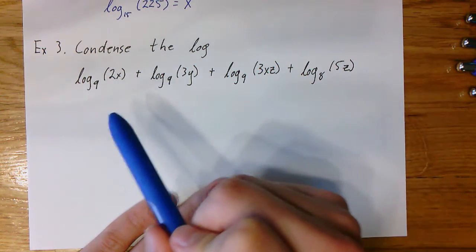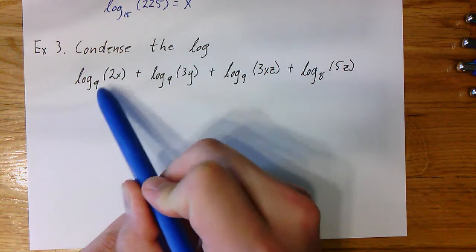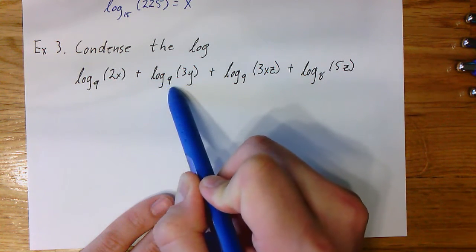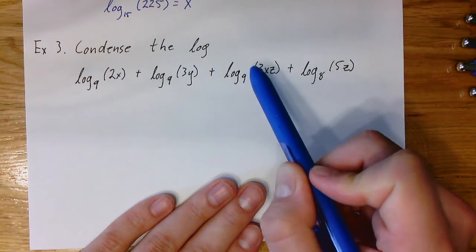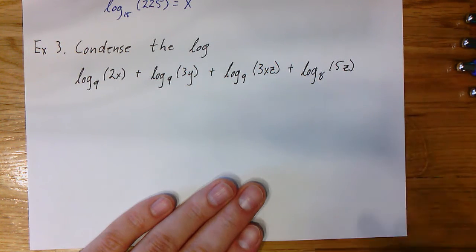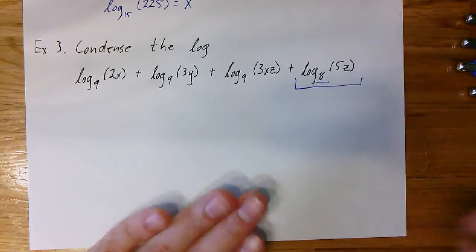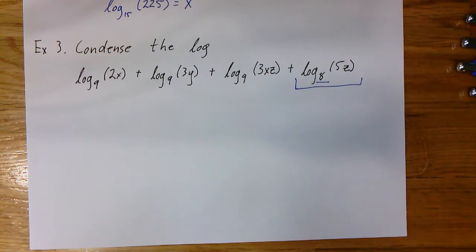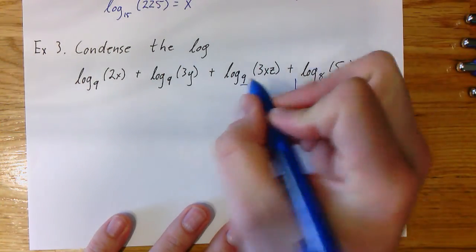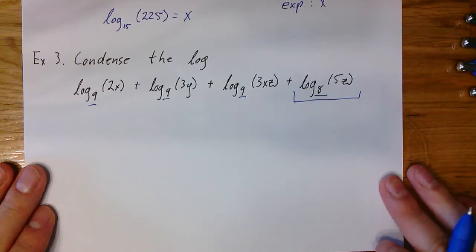Okay. That means we can use our product property to condense these. So this is log base 9 of 2x plus log base 9 of 3y plus log base 9 of 3xz plus log base 8 of 5z. Because this is an 8, this one cannot be combined. All your bases have to match. So we can only use the product property on these 3 because they're the only ones with 9s in them.